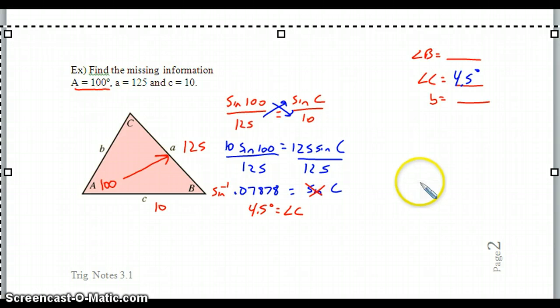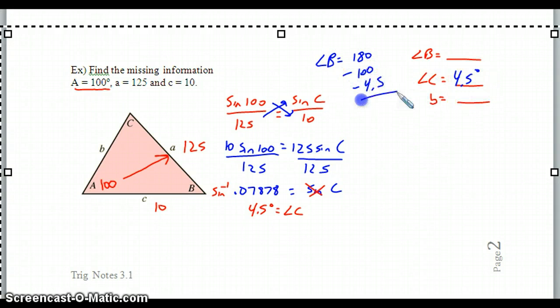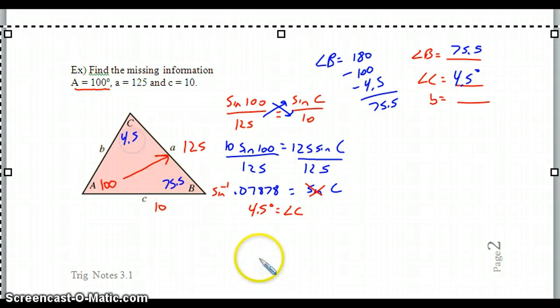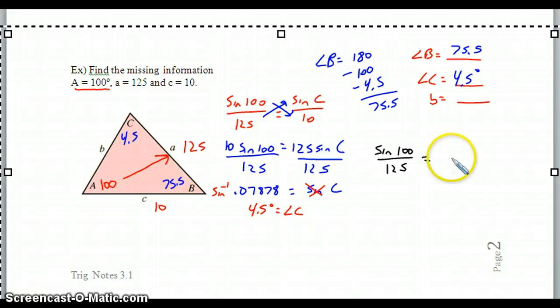Now that you know C, you can find B pretty easily by saying angle B should be equal to 180 minus the 100 that you already know and the 4.5 that you just found. So you're going to get B to be 75.5. And now you can find side B by setting up another proportion here. We'll use the sine of 100 over 125. Again, I'm using that because that's what I was given. Neither one of these are rounded answers. Set it equal then to the sine of 75.5 over B. Cross multiply.